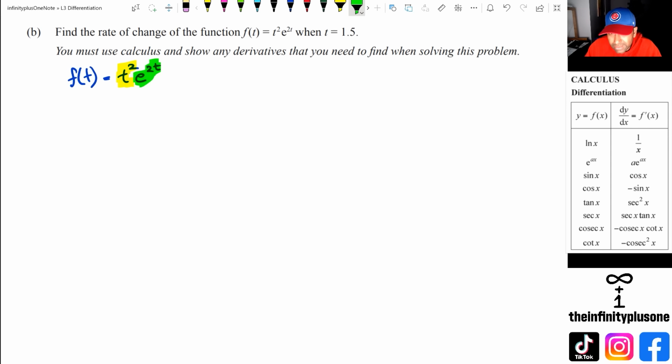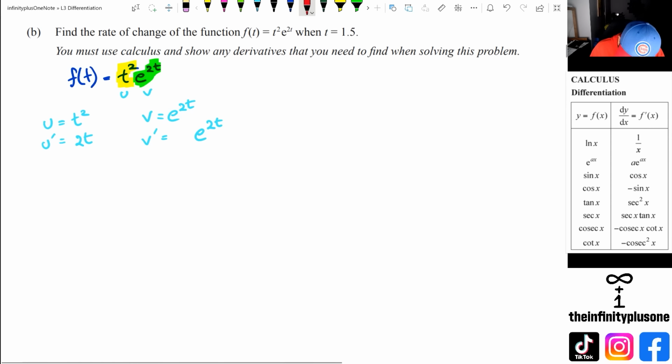Now what you should notice is that we've got to use the product rule for this, because we've actually got two functions that are getting multiplied by each other. So I'm going to replace this with u and v. So u is equal to t squared, u dash is equal to 2t, and then v equals e to the power of 2t. v dash is equal to e to the power of 2t, and I've got to multiply by the differentiation of the power. So in this case, that's going to be 2.